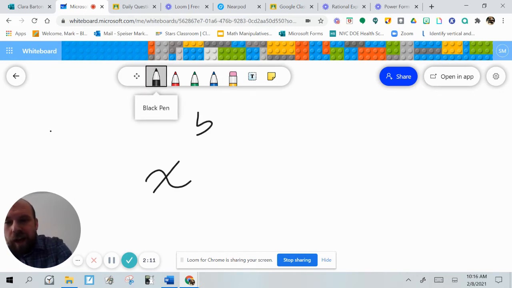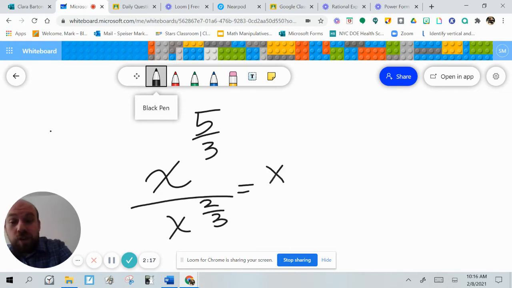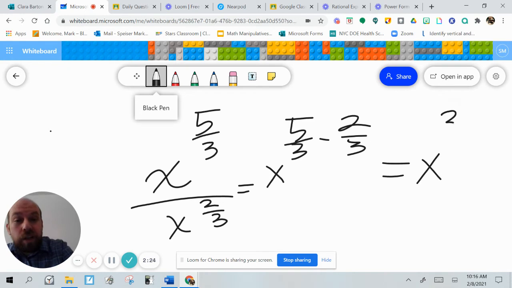What happens if you are dividing? You have x to the 5/3 over x to the 2/3. The denominator is the same, just subtract 5/3 minus 2/3, which would be 3/3 or 1.